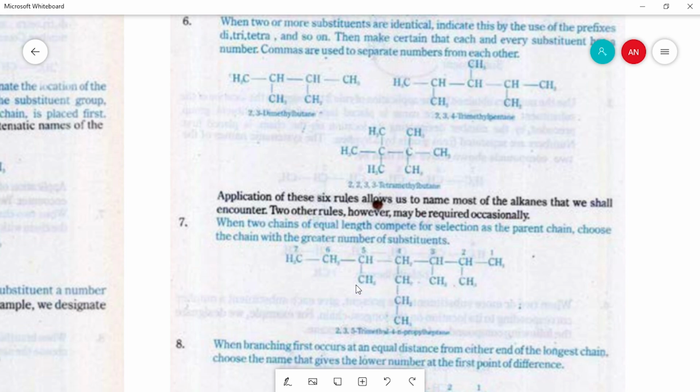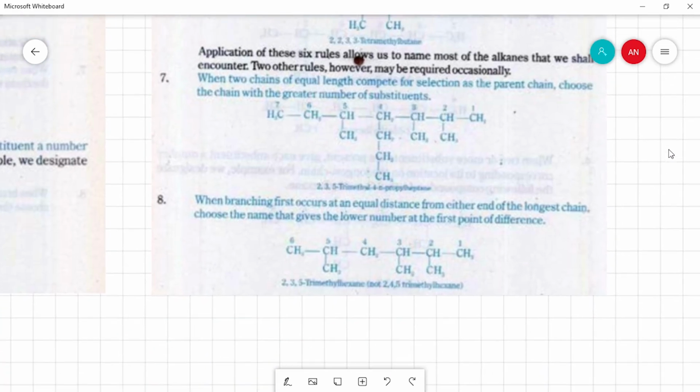So we'll consider the parent chain which has the greater number of substituents. In this example there are 4 substituents if we take this as a chain, but if we take this as a chain, there would be only 3 substituents. One will be this and another will be this and the last one will be this one. So we'll take this as a parent chain and we'll name accordingly: 2,3,5-trimethyl-4-propylheptane, right? Because on the 2, 3, 5 positions they are methyl and on the 4th carbon there is propyl.